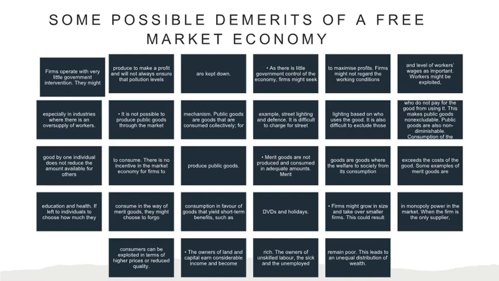Firms might grow and take over smaller firms. This could result in monopoly power in the market. When the firm is the only supplier, consumers can be exploited in terms of higher prices or reduced quality. The owners of land and capital earn considerable income and become rich. The owners of unskilled labor, the sick and the unemployed remain poor. This leads to an unequal distribution of wealth.